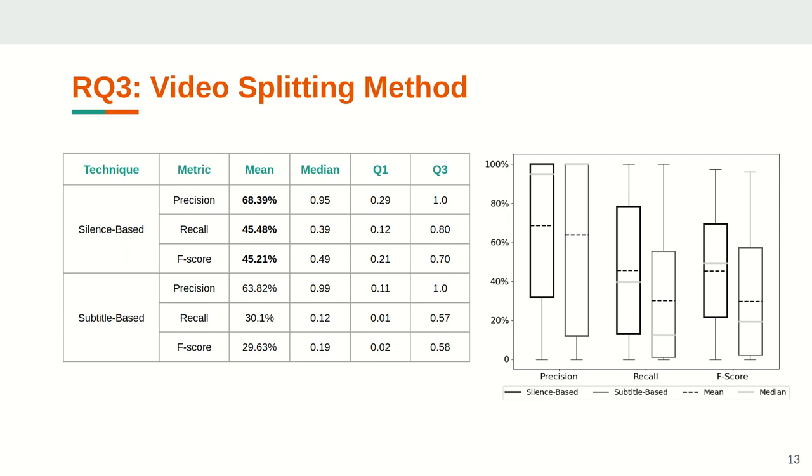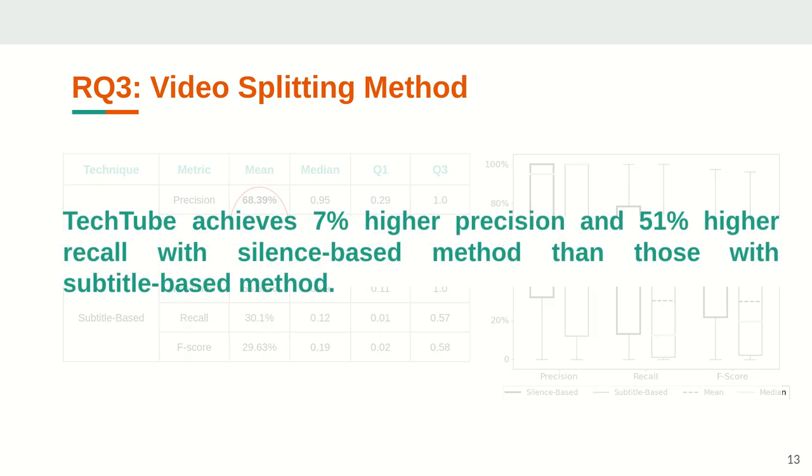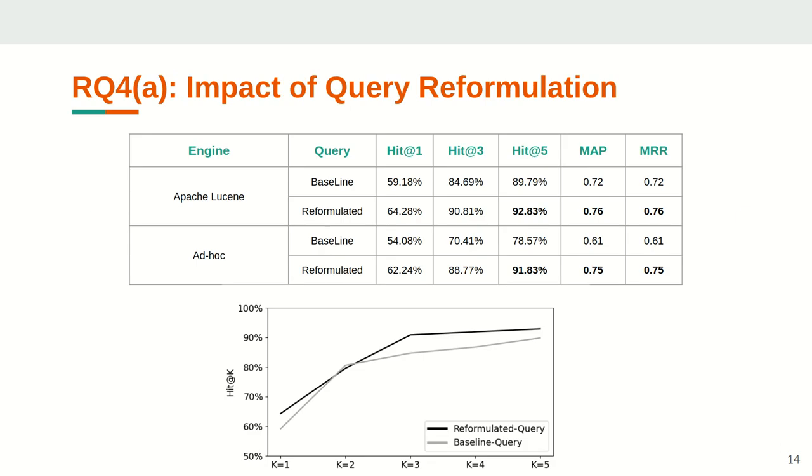As shown in this table, TechTube on average retrieves relevant fragments from the videos with 68% precision using a speaker silence-based splitting method. On the contrary, such precision is about 64% with the subtitle-based splitting method. In summary, using the silence-based splitting method, TechTube achieves 7% higher precision, 51% higher recall, and 53% higher F-score.